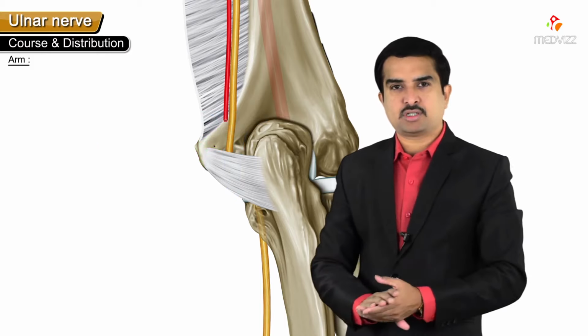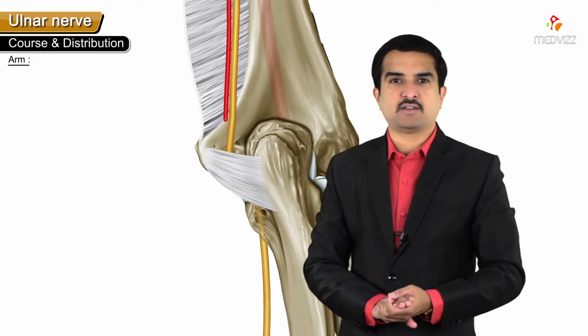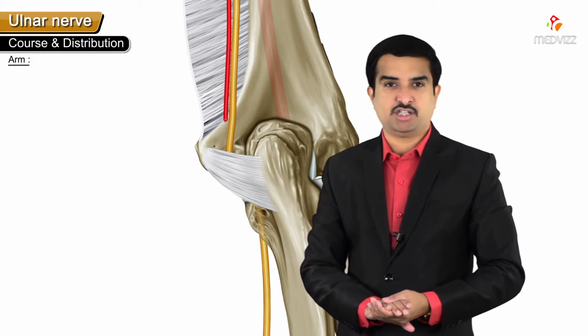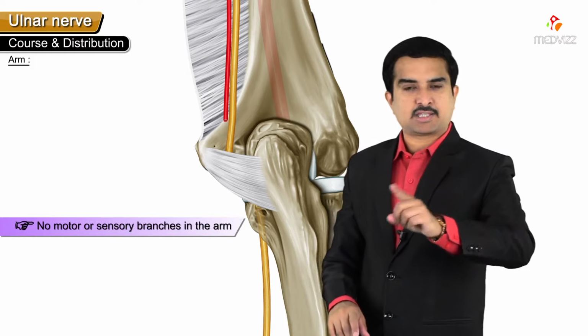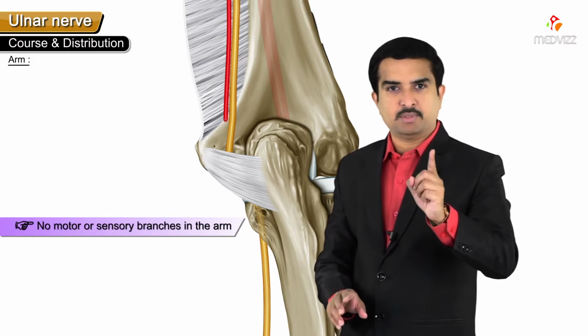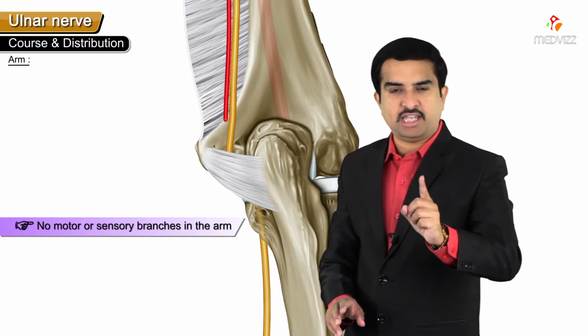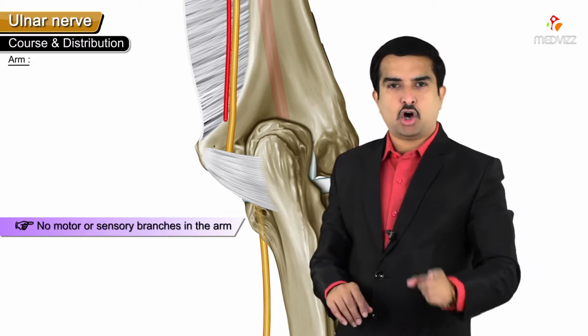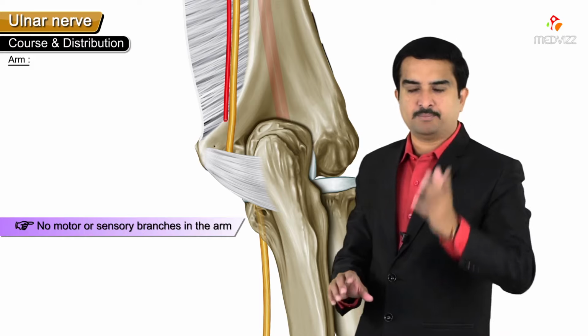Did we discuss the distribution of the ulnar nerve in the arm? No, we did not, because it has no motor or sensory branches in the arm. Remember, the ulnar nerve does not give any motor or sensory branches in the arm.